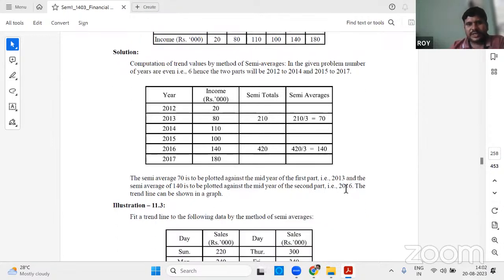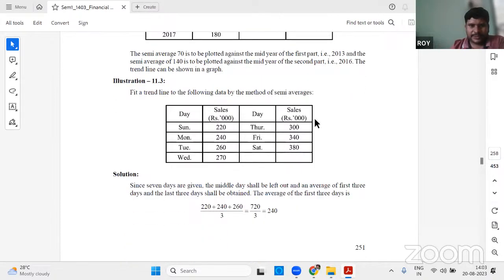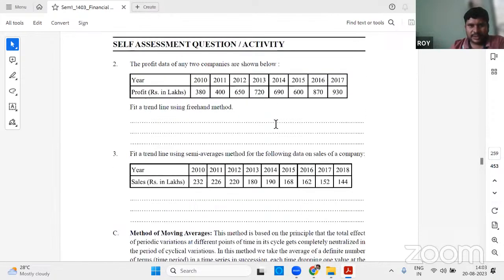And those 70 and 140 will be at the mid-year. We plot them there. Here, the semi-averages are plotted not continuously. Just put them at the midpoints. Plotted against the mid-year of the second part, 2016. The trend line can be shown in the graph. That is the thing. Okay, semi-averages. This is what.